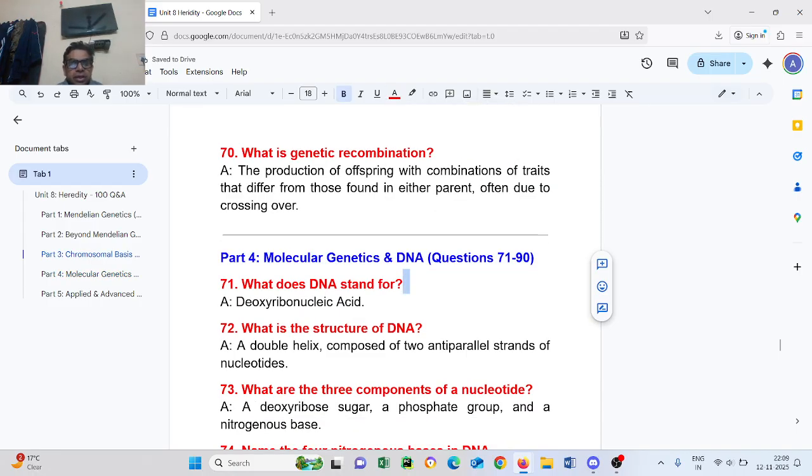What does DNA stand for? Deoxyribonucleic acid. Question number 72. What is the structure of DNA? A double helix composed of two antiparallel strands of nucleotides.